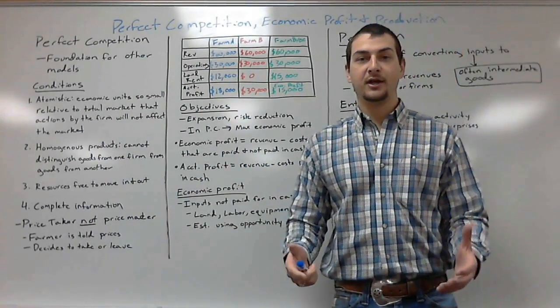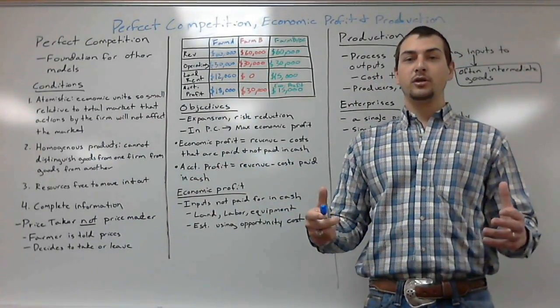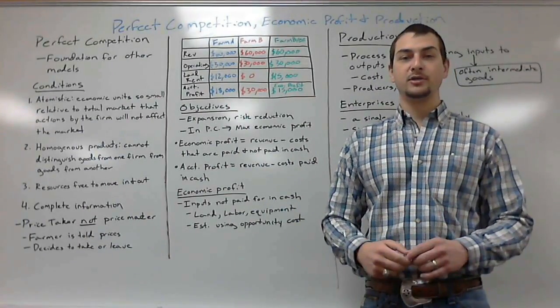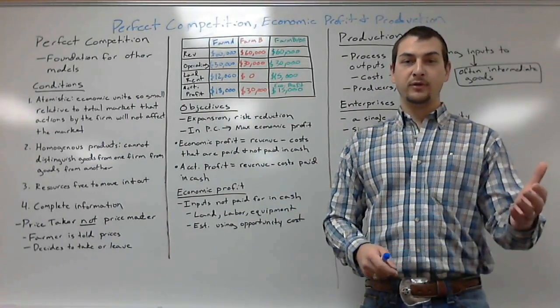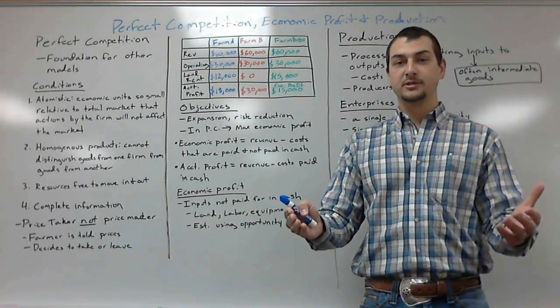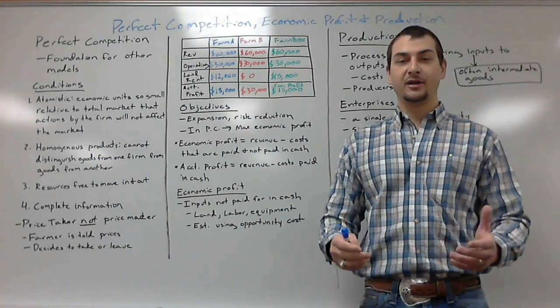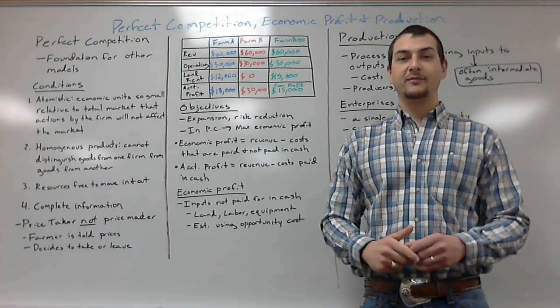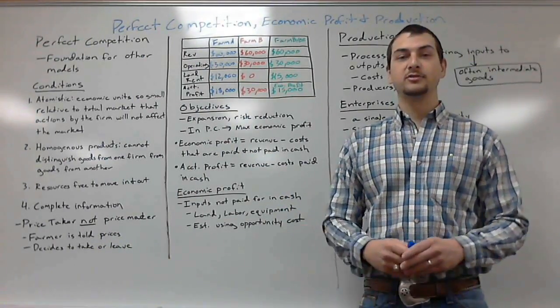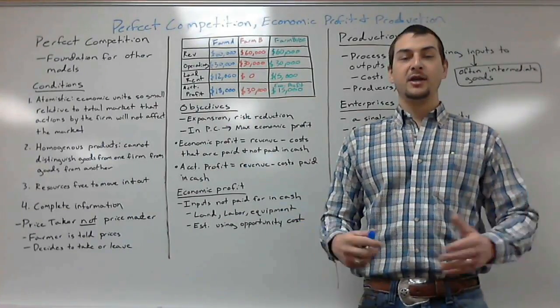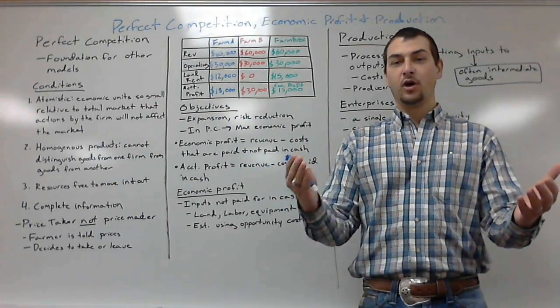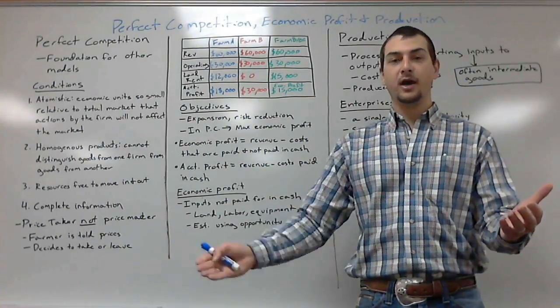So if you get into accounting, or whenever you take accounting, the typical way to measure profit is revenues minus all paid costs. Those are considered accounting profits. But we also have a distinguishing profit in economics. We call it economic profit, and that is the revenue minus all costs, whether they're paid or not.